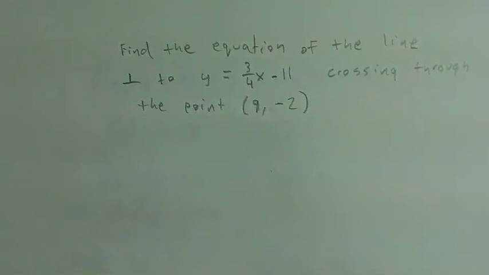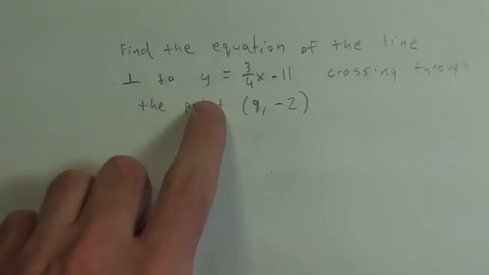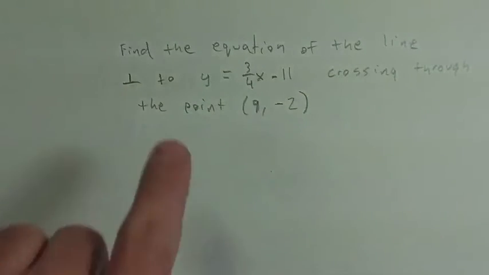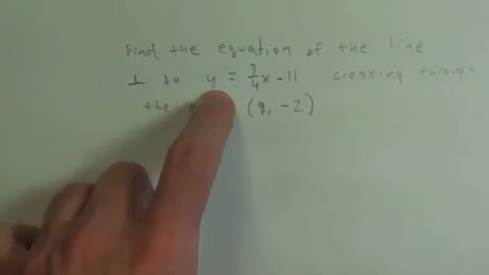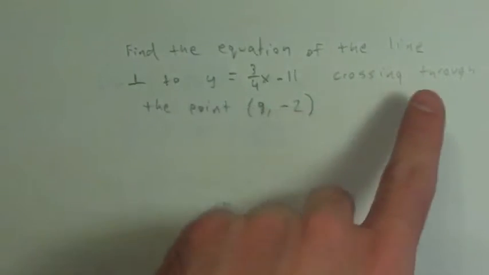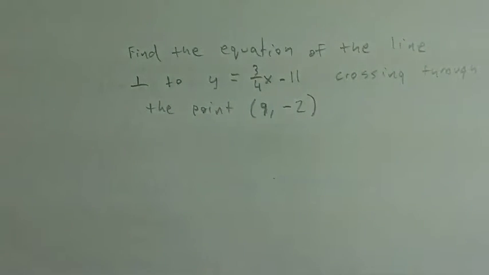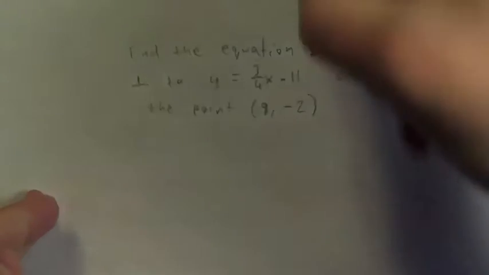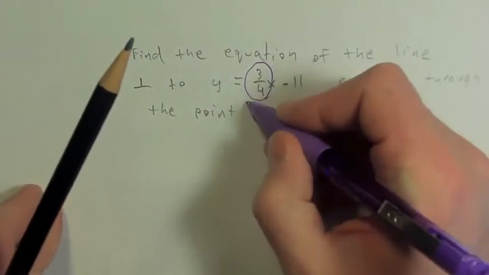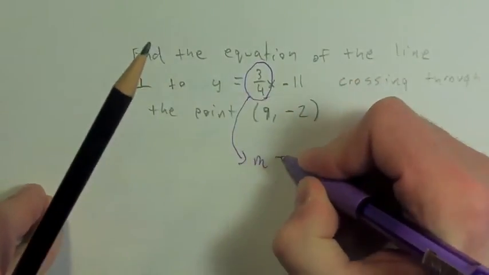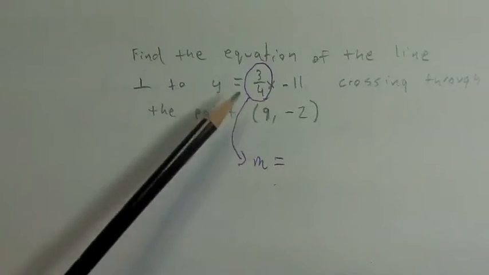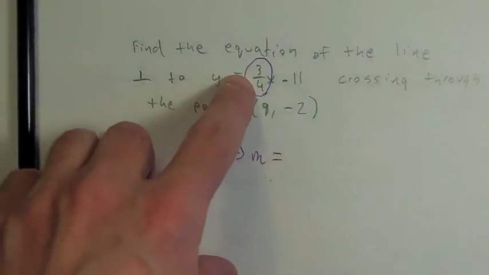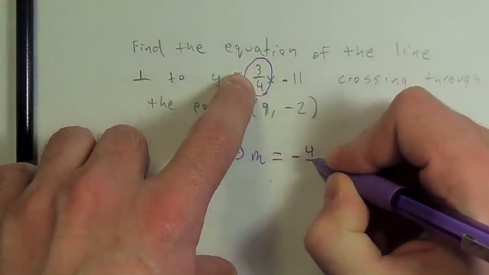Okay, let's do another example. This one we're talking about the same sort of original line, but we want to find an equation now of a line that's perpendicular to y equals 3/4 x minus 11 and crossing through the point 9, -2. Remember, always, the first thing we need to do is grab our slope. Okay, so our slope is 3/4. Now, we want to be perpendicular, so we're not going to use the same slope. We're going to flip it and negate it. So our new slope is going to be -4/3.